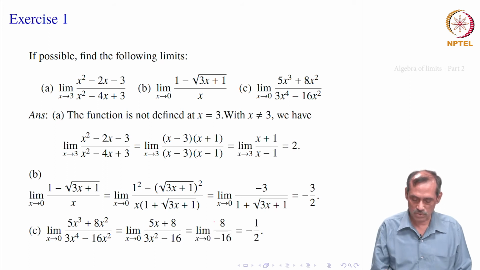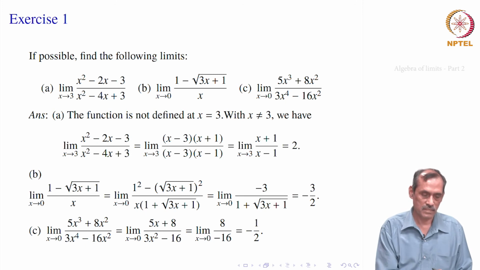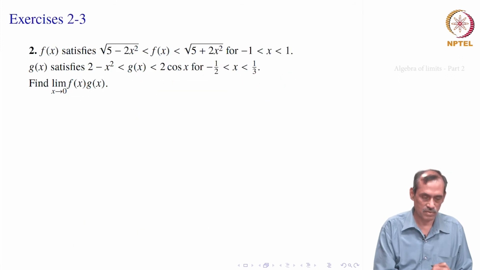So, that gives rise to 5x plus 8. As x goes to 0, it is 8, and this is minus 16. So, it is minus half. Okay. I think till now it is all right. So, let us go to another exercise.